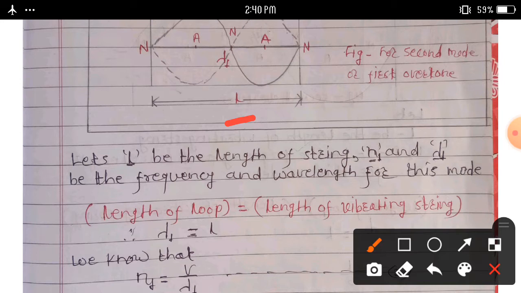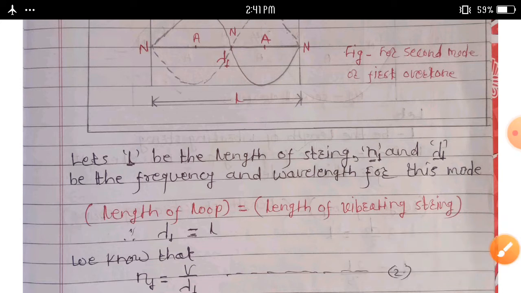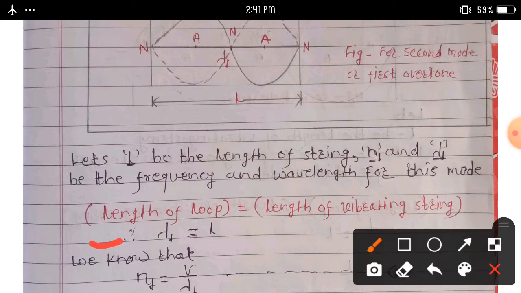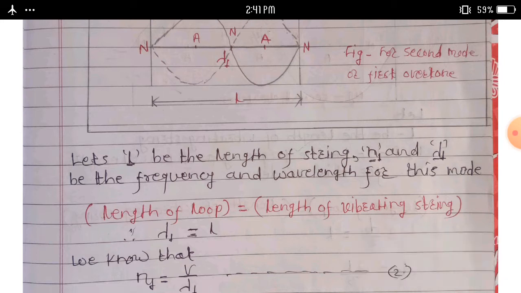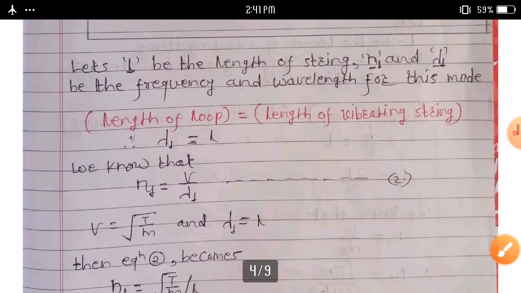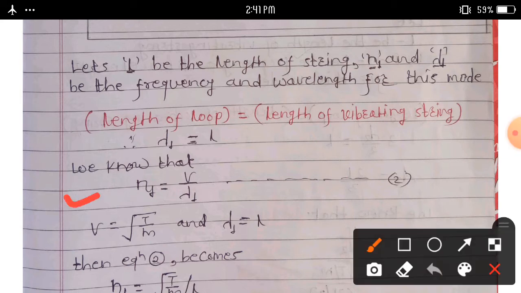Length of loop is equal to length of vibrating string. Length of loop is lambda 1, and length of vibrating string we consider small l. We know another relation: frequency n1 is equal to v upon lambda 1.